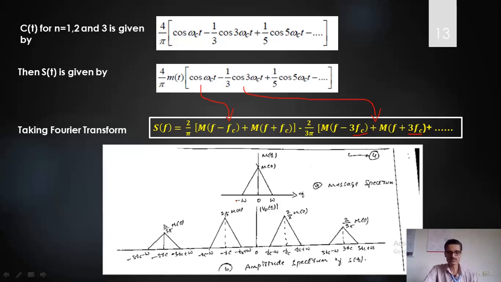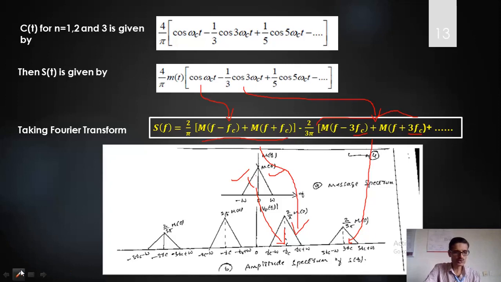If I represent this graphically in the frequency domain, this is my original spectrum m of f, which extends between 0 to w hertz. The bandwidth of w hertz is a low pass signal. This particular component is the same spectrum of m of f shifted by fc. This other term represents m of f shifted by 3 fc, so centered at 3 fc, I have the same message spectrum but shifted by 3 fc.